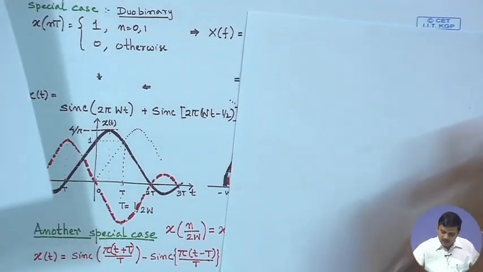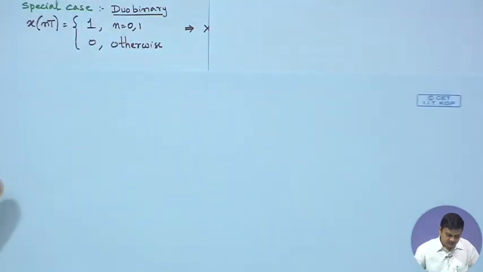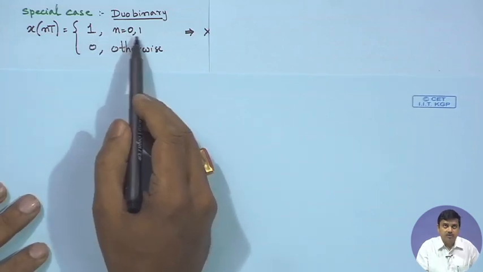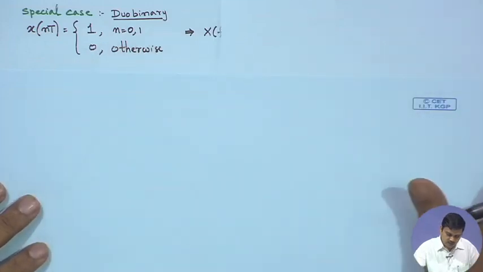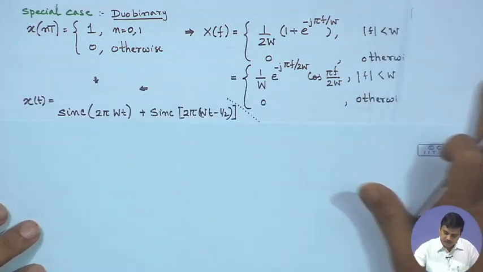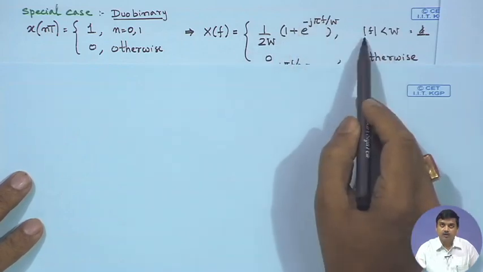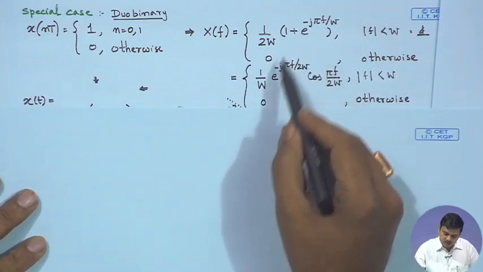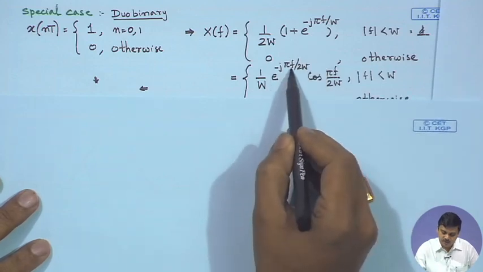The x(nT), that is when described at sampling instants, is mentioned as 1 at n equals 0 and 1, and it is 0 otherwise, that means in other situations. So, if you take the Fourier transform for this, the spectrum would appear as described over here for frequency less than W and 0 otherwise, and this can also be viewed, if you expand this, in terms of e to the power of j 2 pi f by W.